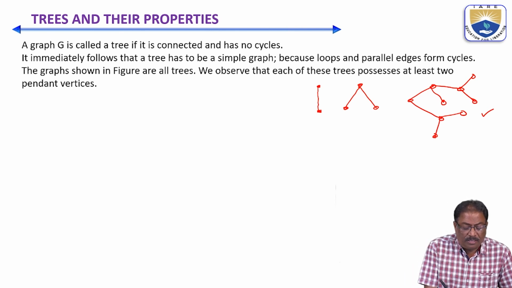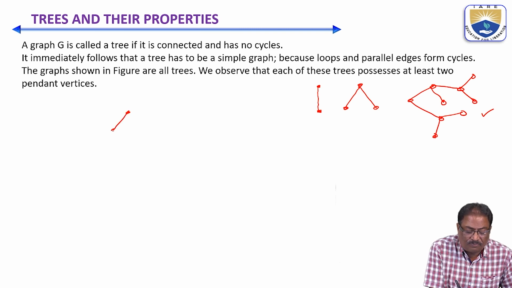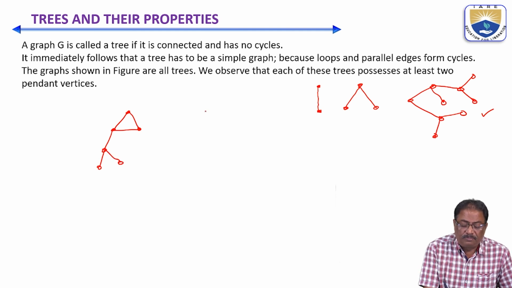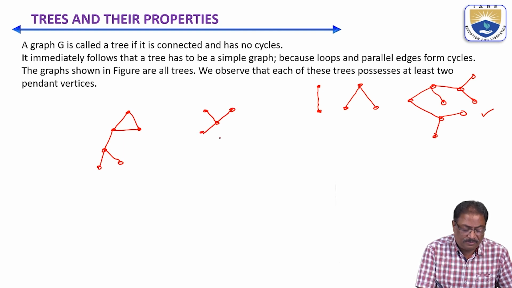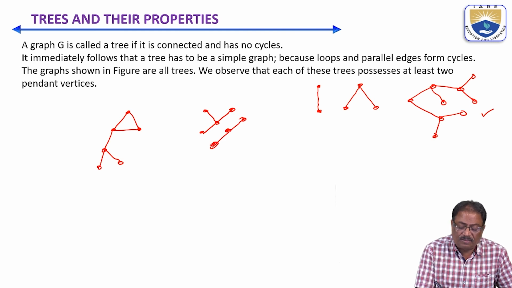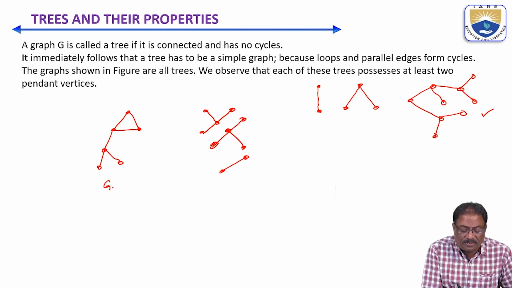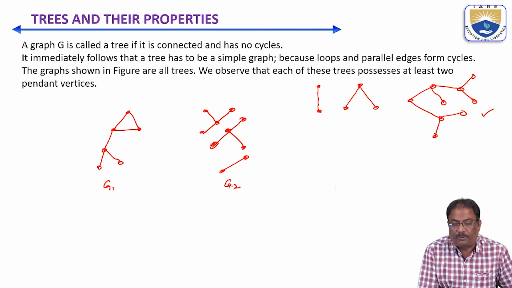Let us go for the other graphs. We are going to consider a graph of this form. This is one graph. Another graph I am going to take like this. And another one, let us consider a graph like this. These are the vertices. Here let us call the first one G1 and this one G2, taken together.